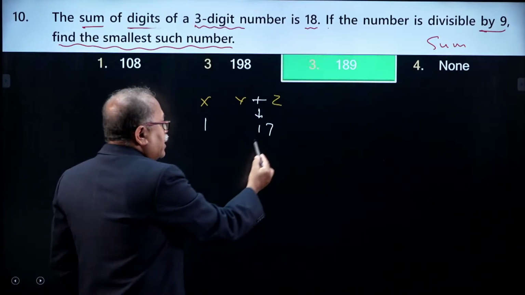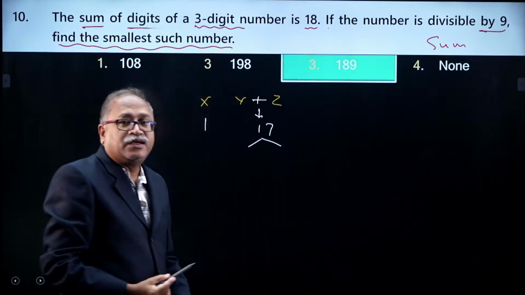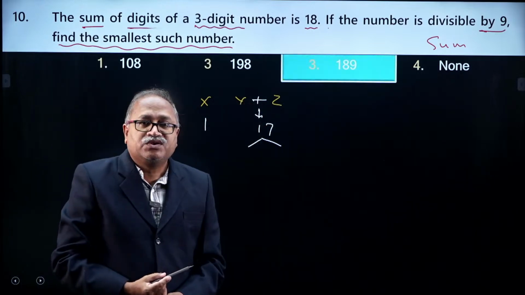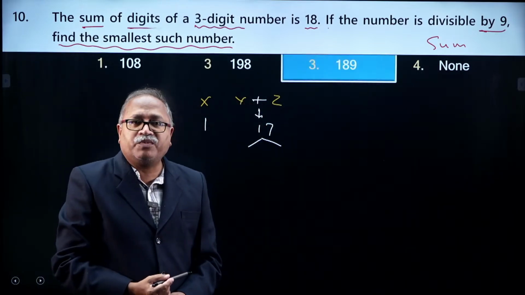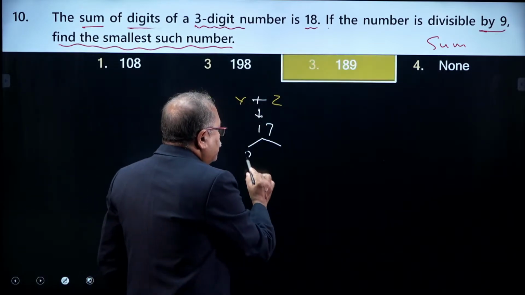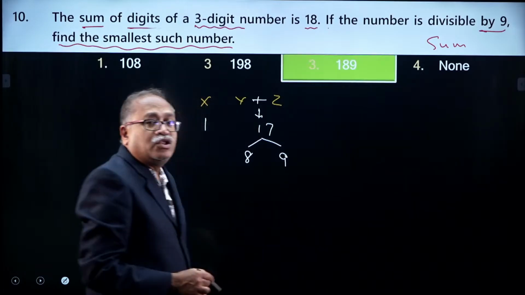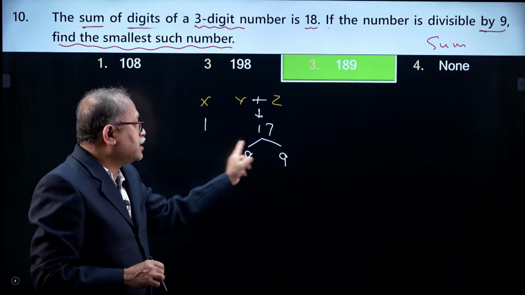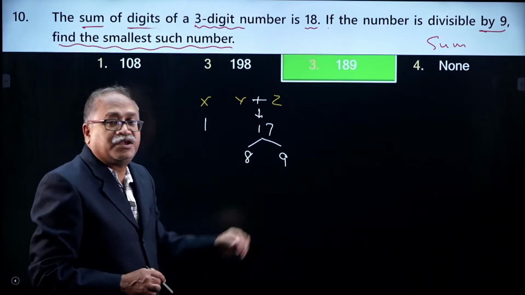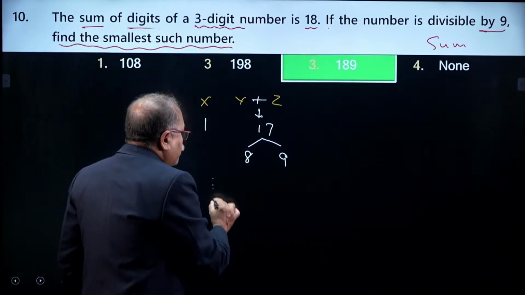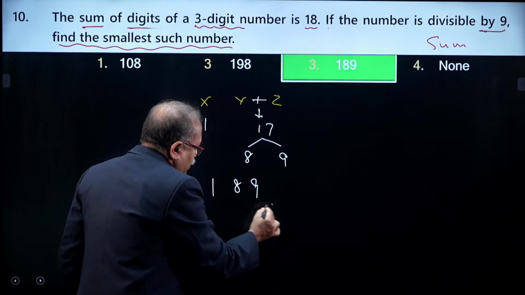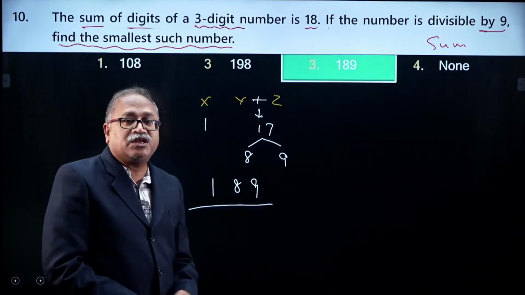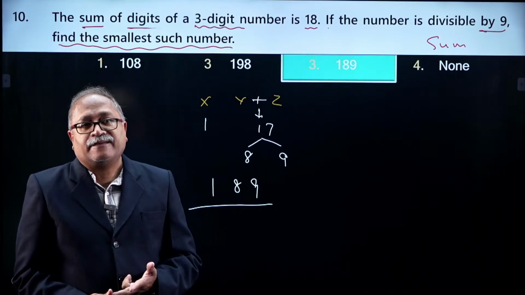What could be the values I should take to make 17 with two digits y and z? Here, 8 and 9 is the only possible pair. Now, as I need the smallest number, instead of taking 98, I will take 89. So, the whole number will be 189. That beautifully answers the question, and you can see that the number is also divisible by 9.